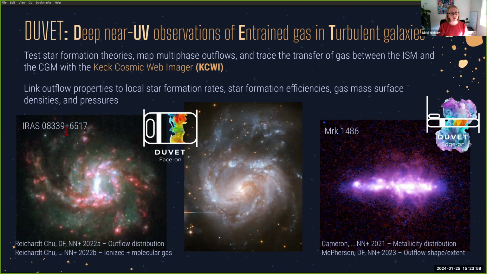So this is RS-08. I forget the name of this galaxy, but it's quite beautiful. We have 2 papers on RS-08 so far, and then we also have a subset of galaxies that are more edge-on. So one is Markarian 1486, and we also have 2 papers there. So just to run through a couple of interesting results from the DUVET survey.